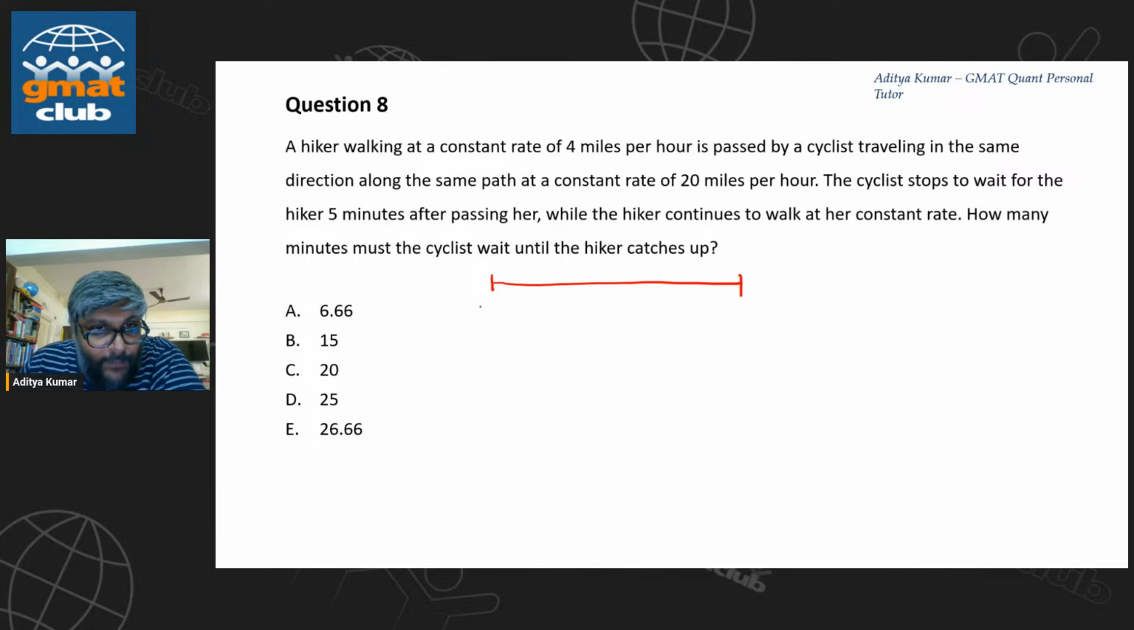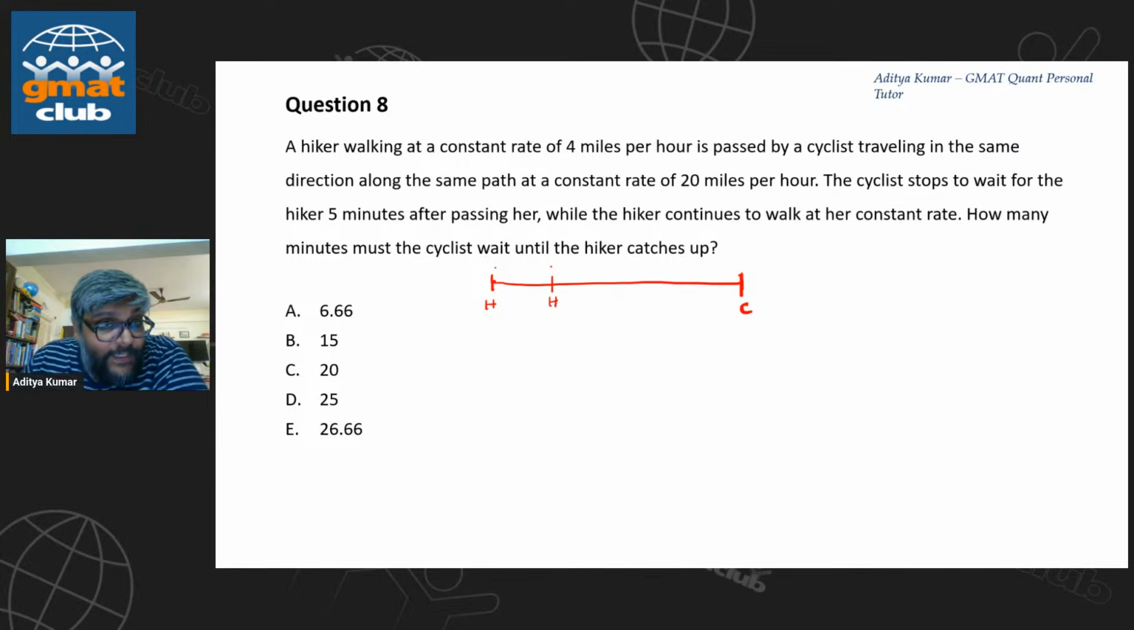This is the start point. This was the hiker first. The cyclist passes the hiker and they both travel for 5 minutes. So if they both travel for 5 minutes, the hiker moves from here to here in 5 minutes, and the cyclist moves, let's say, from here to here in 5 minutes. That's the cyclist.